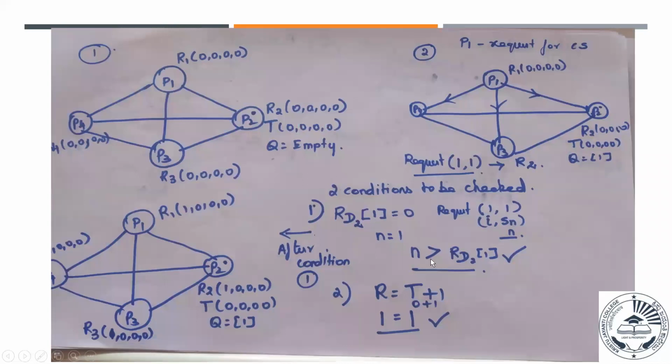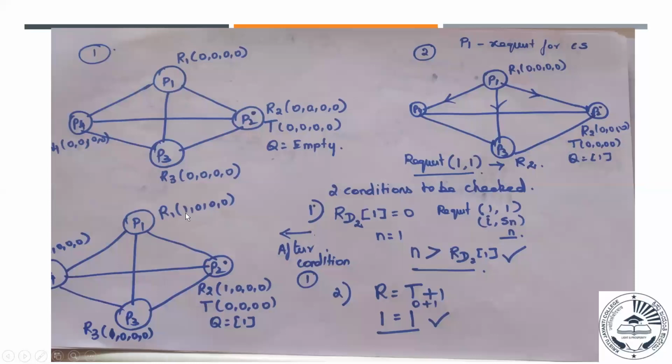I hope you are following what I'm saying. Okay, so n should be greater than RD. How you are calculating? RD2 is nothing but the deferred queue array, they are checking 1. The ith element is first element, that is P1. The value is 0. And the n what is coming from the request is 1. So n is 1, greater than 0. So this condition is true.